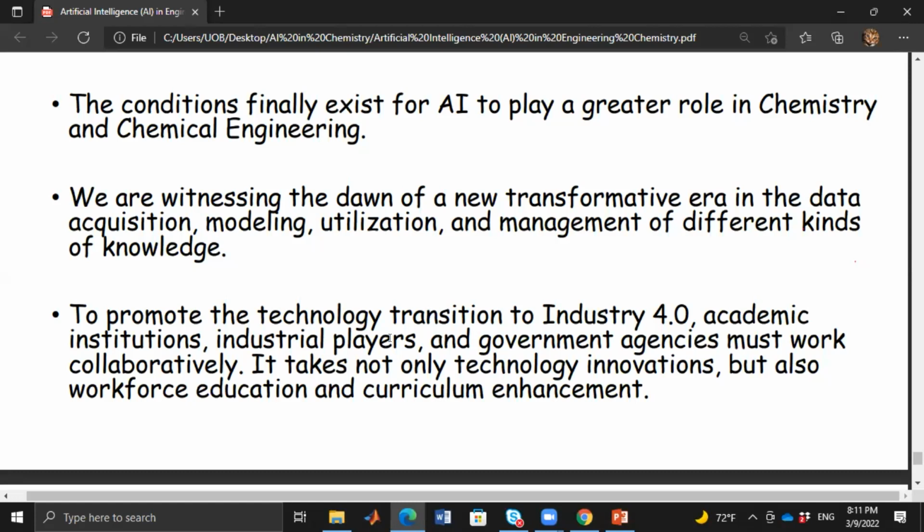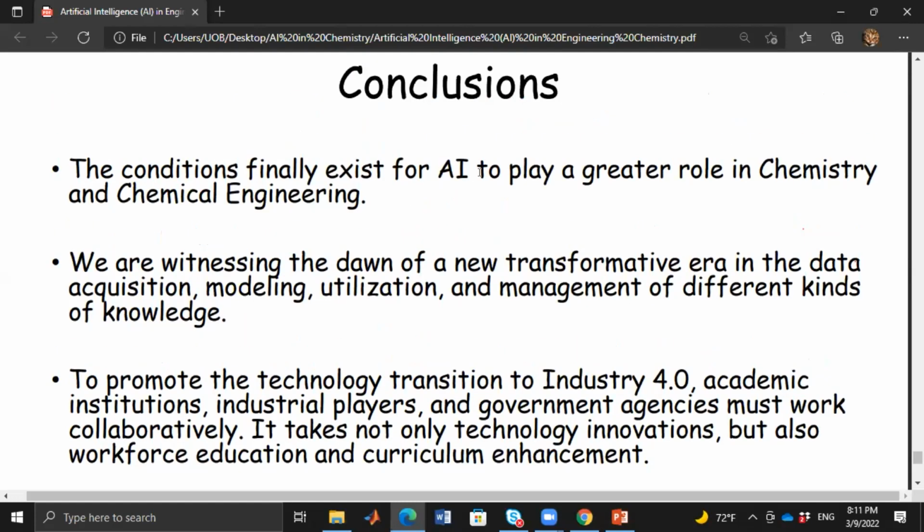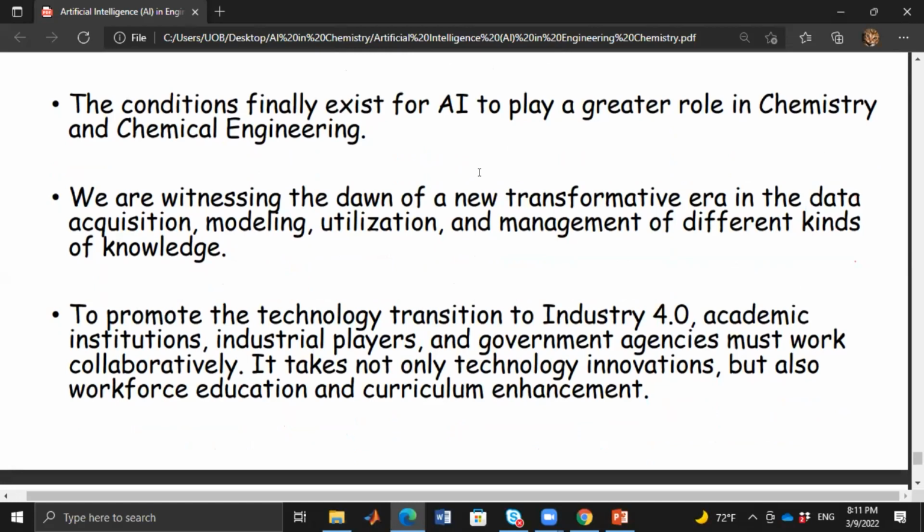So the conditions finally exist, this is the conclusion, for AI to play a greater role in both chemistry and chemical engineering. We are also witnessing the dawn of a new transformative era in data acquisition. There is development happening in data acquisition, in utilization, in management of different kinds of knowledge, in connectivity. Connectivity is an issue. Now everything is moving, like companies here in Bahrain, petroleum companies here in Bahrain, they are working on the cloud. Okay, so capacity is no longer a problem.